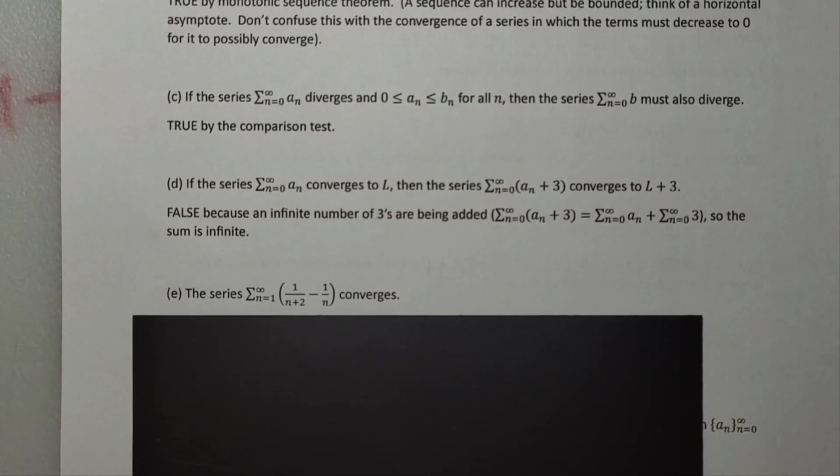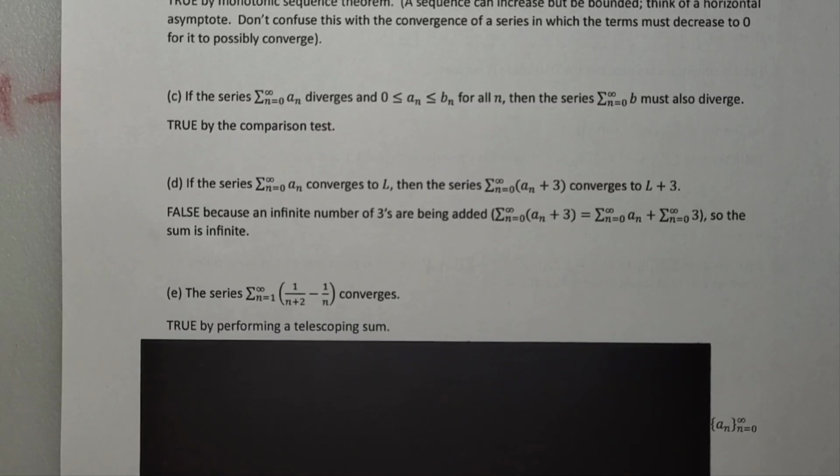Okay? Does this guy converge or does this diverge? This is true, this is false. If I remember correctly, this is true. So you can perform a telescoping sum. A telescoping sum, you should always try when it's something like this, a difference of terms and a rational function looking thing.